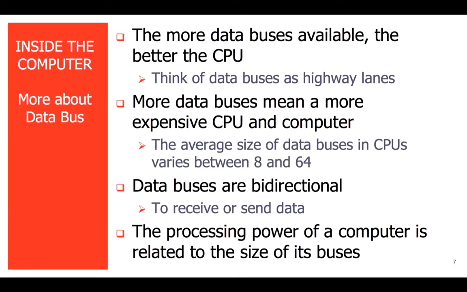More about the data bus. The more data buses available, the better the CPU. Think of data buses as highway lanes. More data buses mean a more expensive CPU and computer. The average size of data buses in CPUs varies between 8 and 64. Data buses are bidirectional to receive or send data. The processing power of a computer is related to the size of its buses.